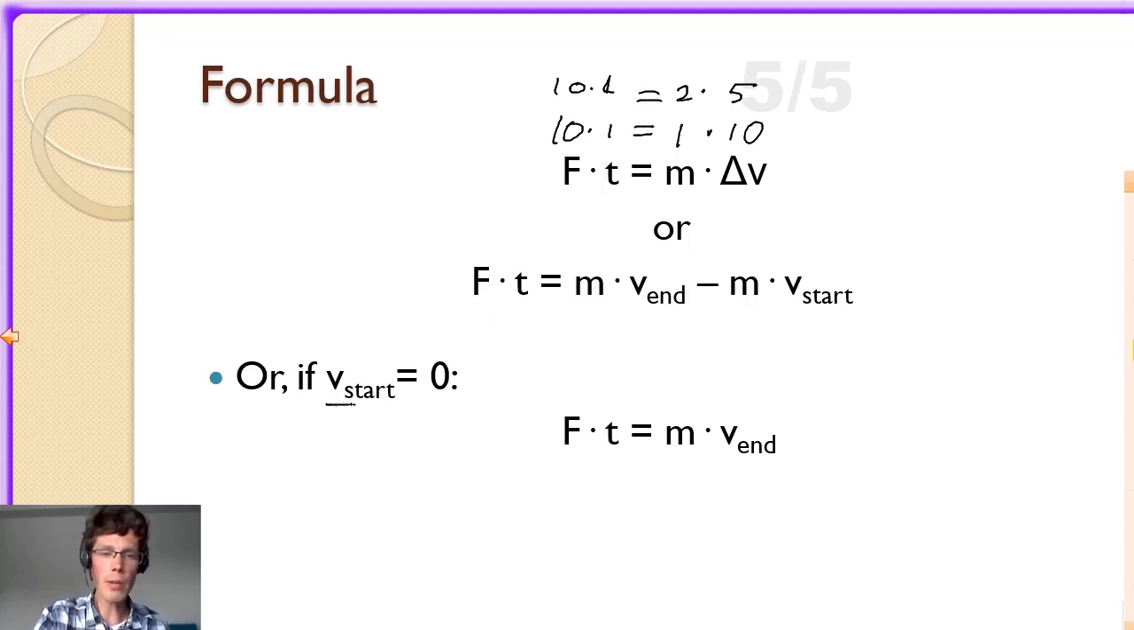If I start out with a speed that is 0, then the formula becomes a bit easier, because if this value is 0, then I'm multiplying with 0, and that also always gives a speed of 0. So I lose this part, and I get this formula: F times t equals m times v end. This is a bit easier. However, I do have to be careful. There are situations where the starting speed is not 0.